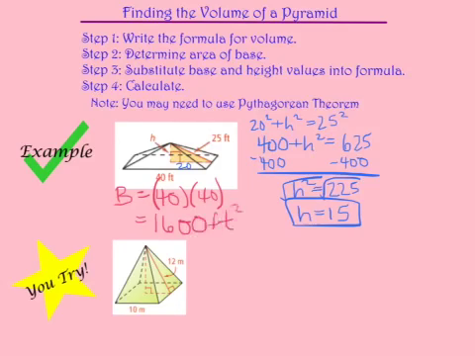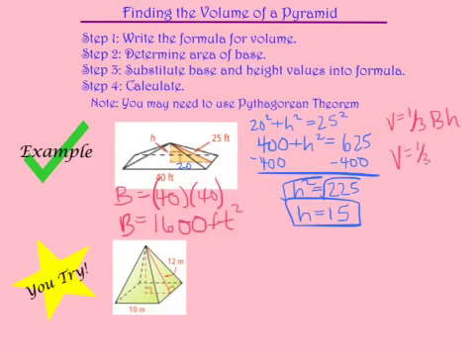So that's my base. And remember that volume of a pyramid is 1/3 big B H. I have both of those values now, so I'm just going to plug both of those values into my equation here. I get that my volume equals 1/3.